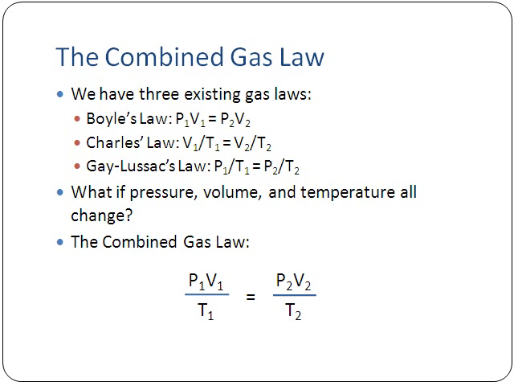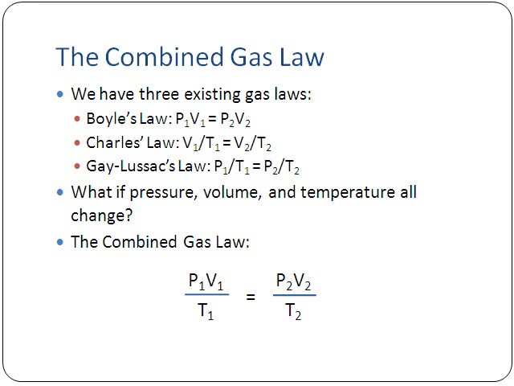We have Boyle's law, and Boyle's law is P1V1 equals P2V2. The next one that we're going to talk about is Charles's law. Charles's law says V1 over T1 equals V2 over T2. And we have Gay-Lussac's law, which is P1 over T1 equals P2 over T2.